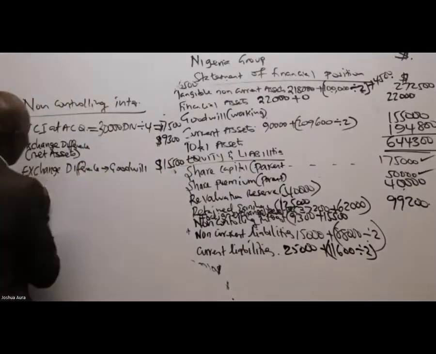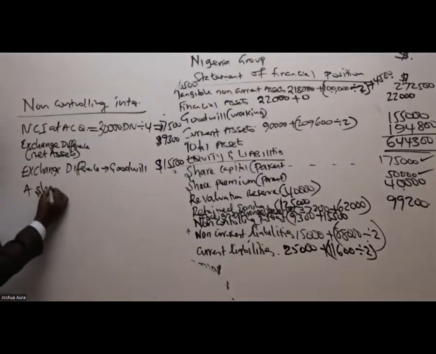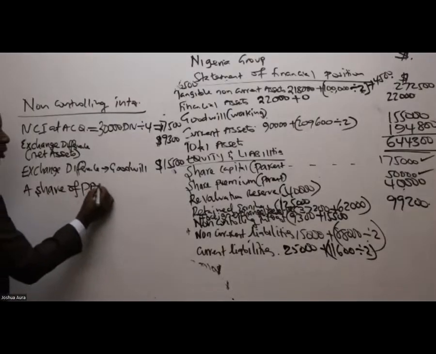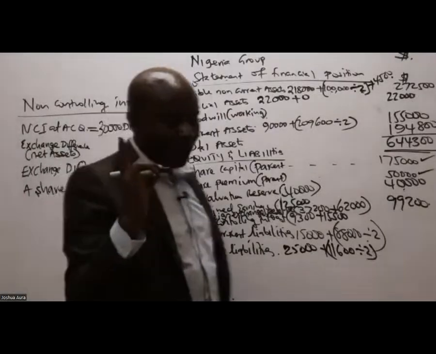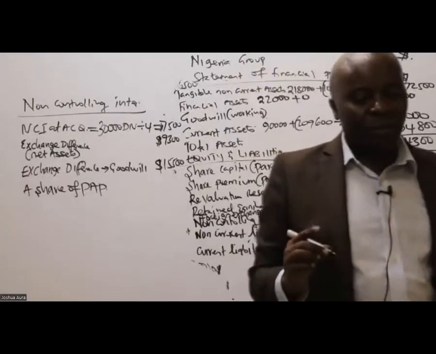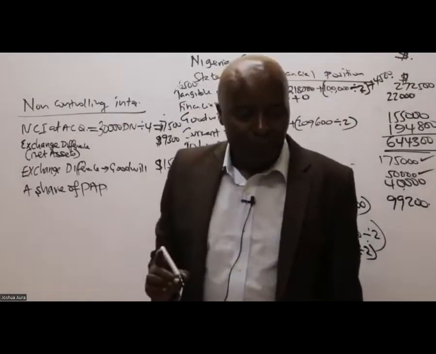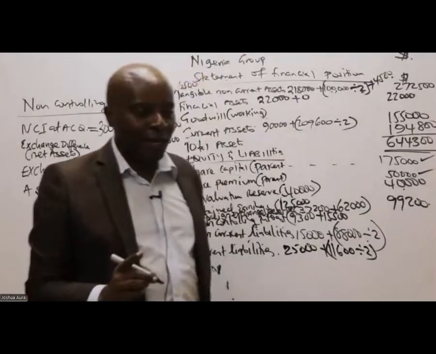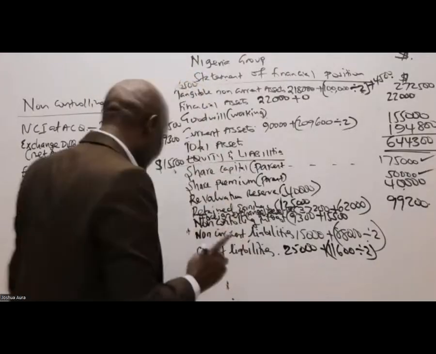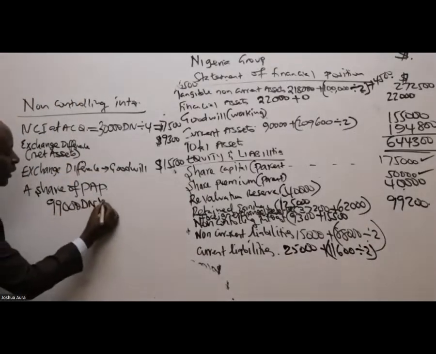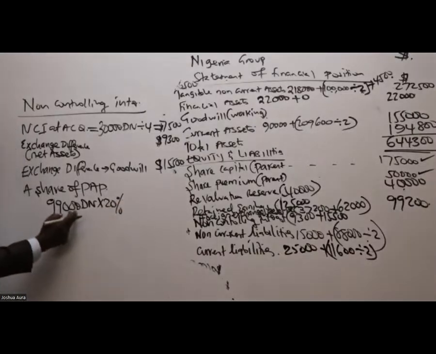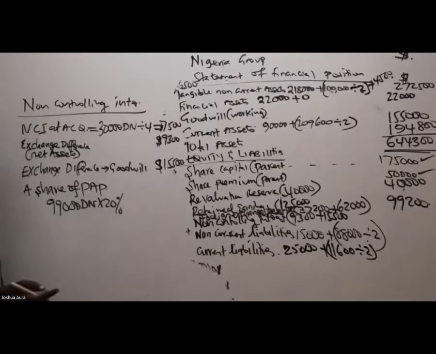Also, these guys must always get a share of PARP. Is there anybody who is able to remember our PARP figure? It was in DNs. Our PARP figure is 99,000 DNs. So of these 99,000 DNs, we are only giving them their share. But again, remember, this has to be retranslated to get into dollars.